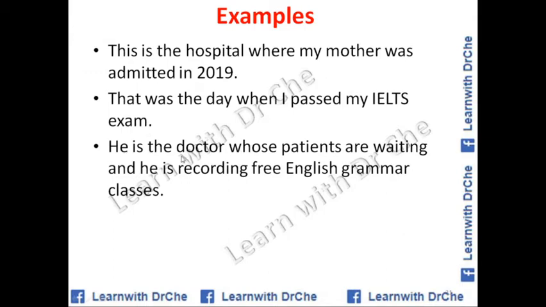He is the doctor whose patients are waiting and he is recording free English grammar classes. He is the doctor whose. For a person we can use whose when something belongs to that person. He is the person whose patients belong to the doctor. They are related to the doctor, Dr. Che. I am referring to Dr. Che. He is the doctor whose patients are waiting and he is recording free English grammar classes.